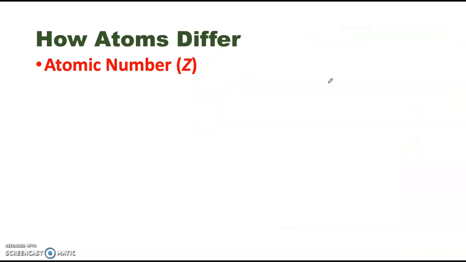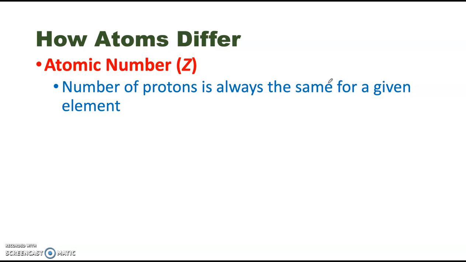Now, how do atoms differ? Well, their atomic number tells you how many protons the atom has. A given element will always have the same number of protons. The protons are what tell you what atom it is. Like carbon has 6 protons. Its atomic number is 6. That's why it's the 6th element on the periodic table. If you have an atom that has more or less than 6 protons, it's not carbon. You can't have carbon unless it has 6 protons. The protons are what identify it.